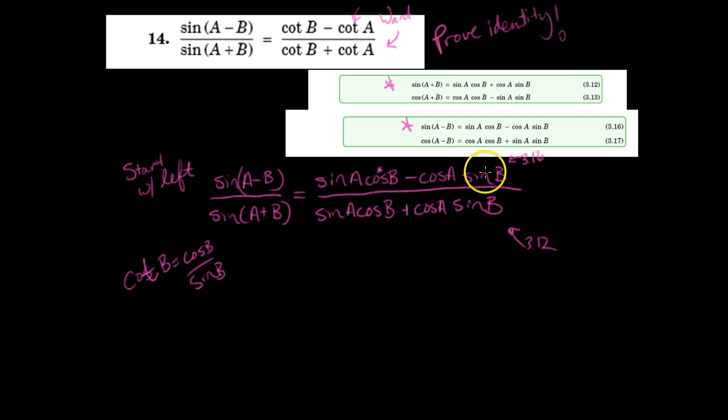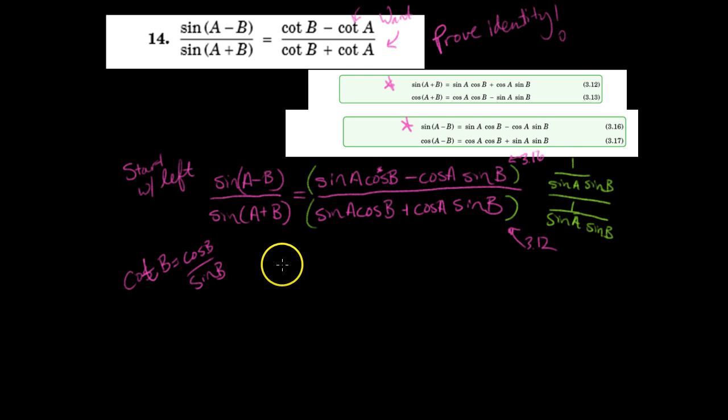So let me just write it down so you guys can see what I'm doing. What I'm thinking is I need to multiply by 1 over sine A sine B on the top and the bottom. Note that this is multiplying by 1, so I'm not changing the value of the equation. I'm multiplying by one thing over the same thing. Okay, now I have to distribute this to everything in order for this to be fair. So I'm going to distribute that out, and I'm going to expand everything so it's nice to see.